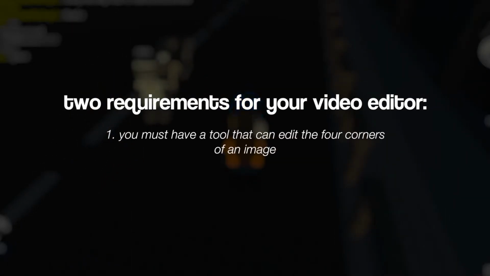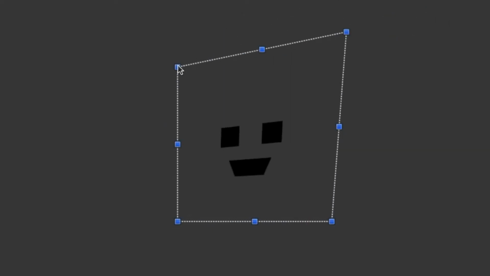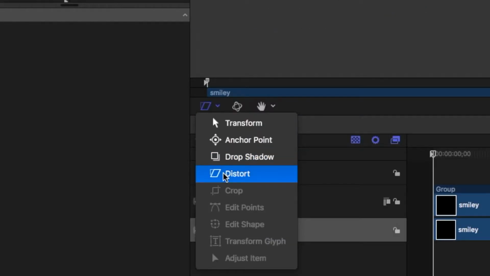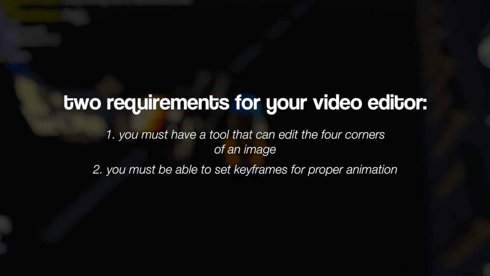Now the next step is to put our animated face onto the blank face on the recording. If you're following with another editor, there are two things that are required for this to work. First of all, you'll need a way to move an image's individual four corners like this. To do this in Motion, I use the Distort tool. Secondly, you will need a way to set keyframes.